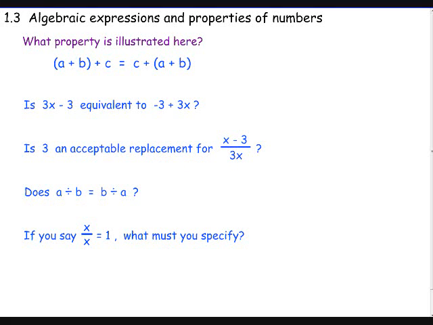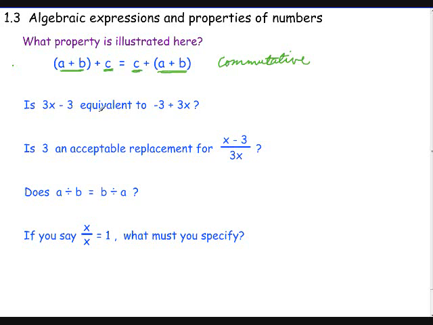Now we're going to do a few little examples. What property are we illustrating here? Well, we're talking about addition. This was at the front, and it is now second. This was second, and is now in the first place. So what do we have here? Commutative. It has changed position.